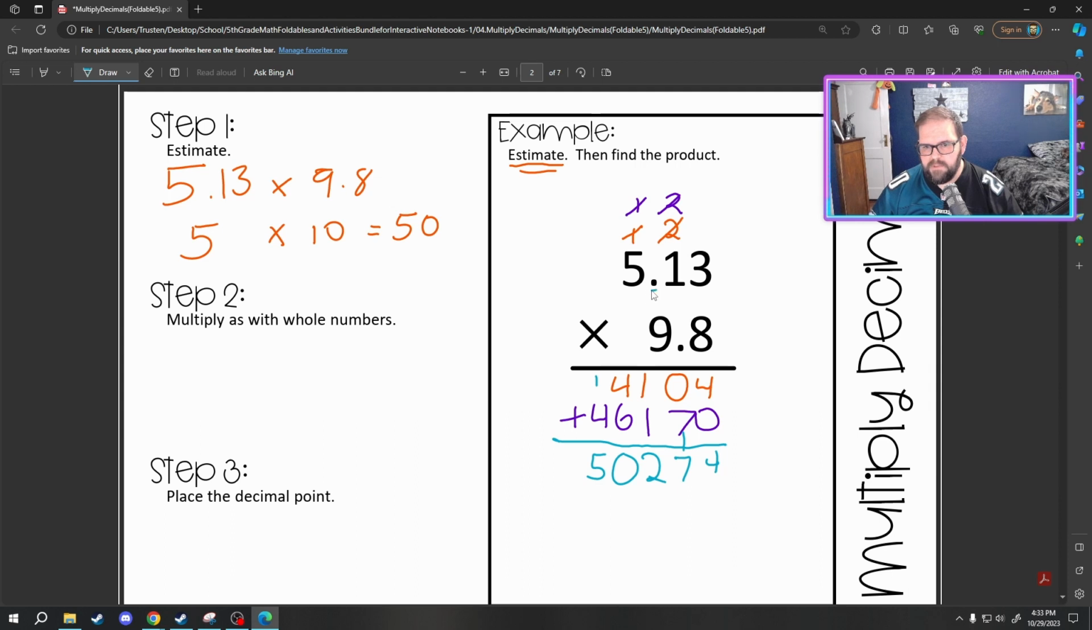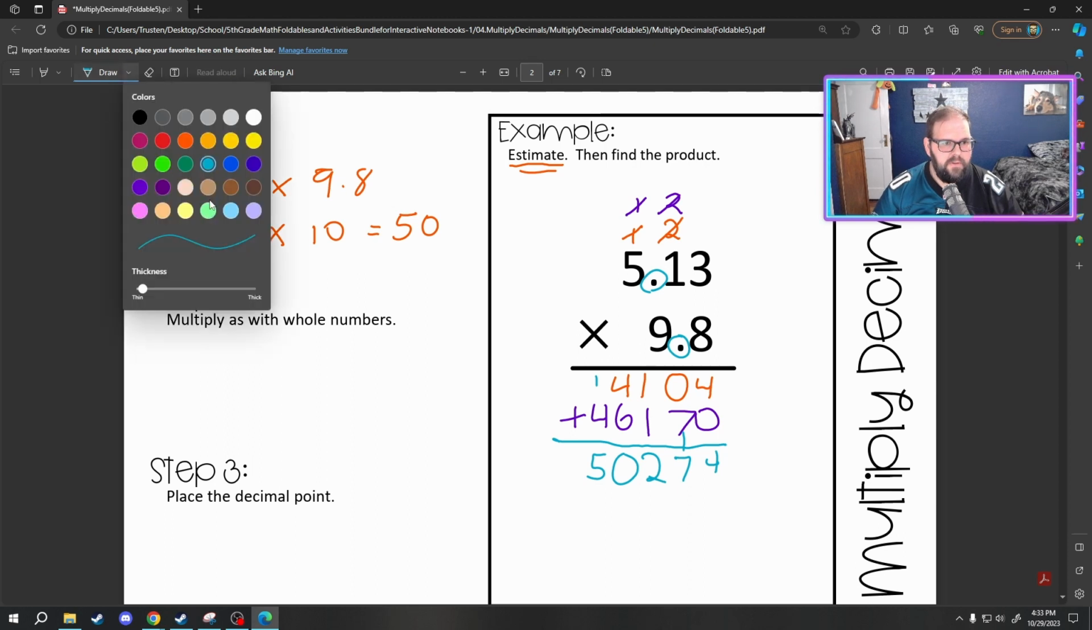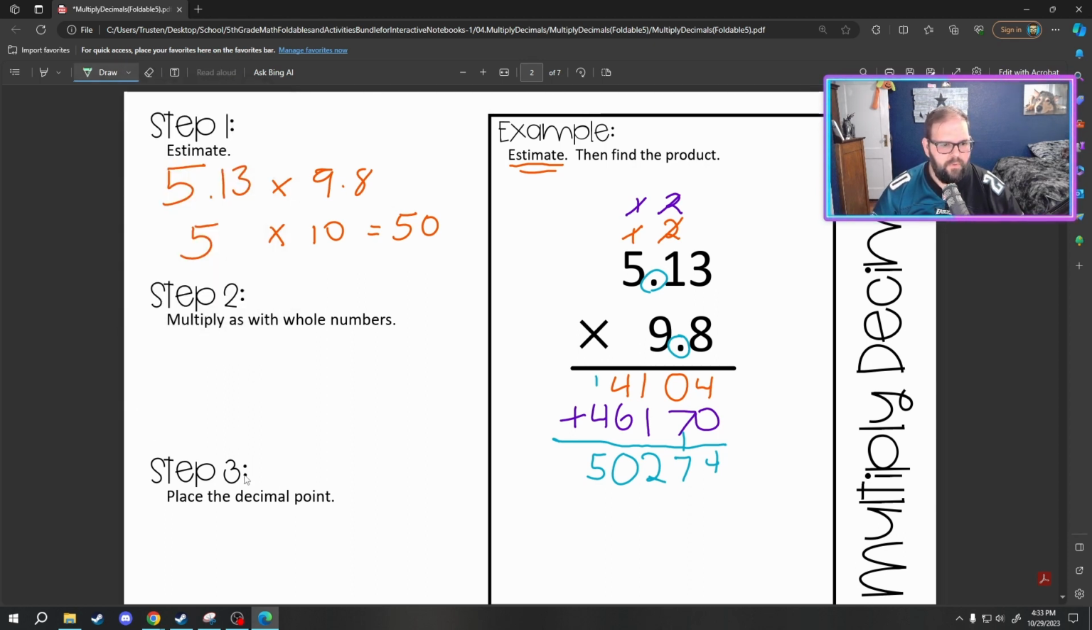We've got these decimals here, and we have to figure out what we're going to do with those. We'll go ahead and get another color in here, the greenish one. In order to place the decimal point, we actually need to multiply again. We need to multiply the hundredths times the tenths.